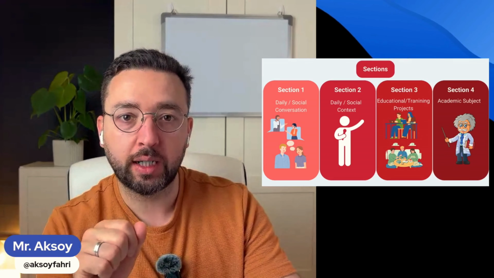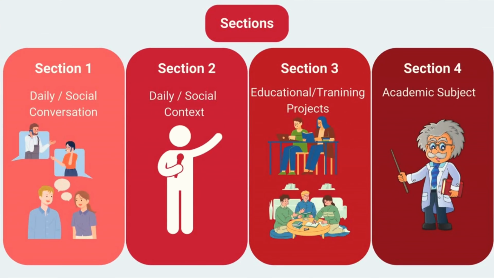As we mentioned earlier, there are 4 sections in the IELTS listening part. The first section is going to be a daily conversation between 2 or 3 people. They will talk about some reservation or some social things. Section 2 is the same kind of daily conversation, but there is only one person talking about one subject.